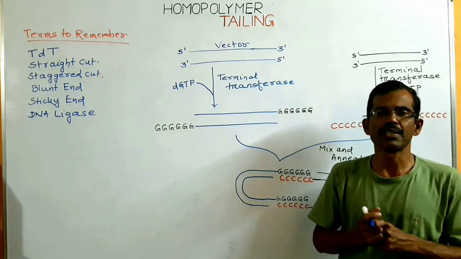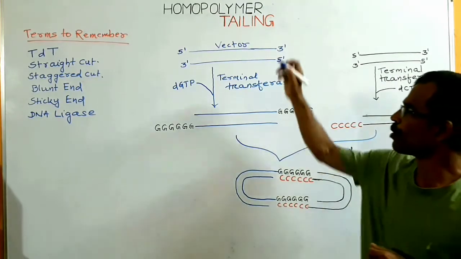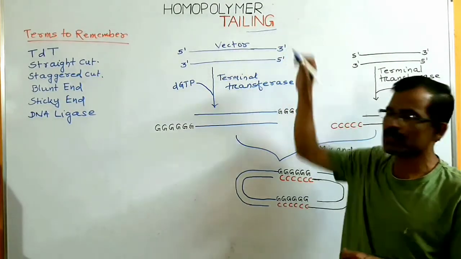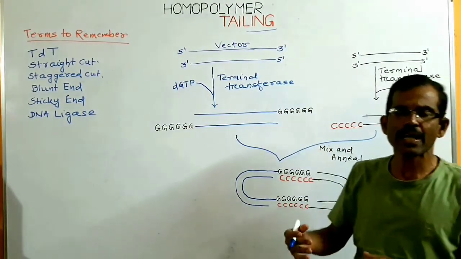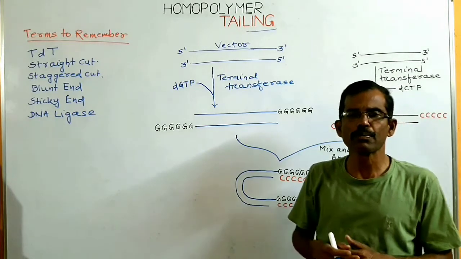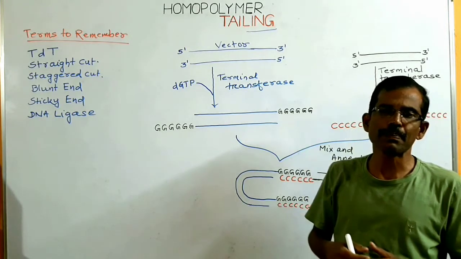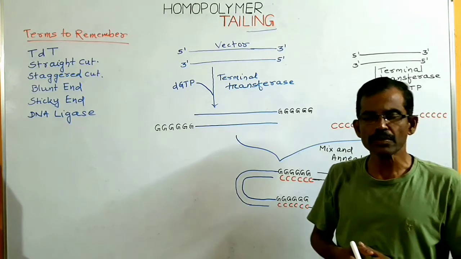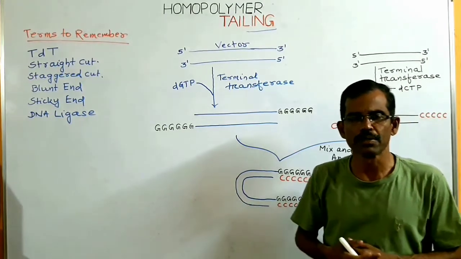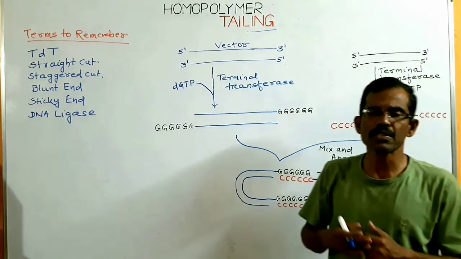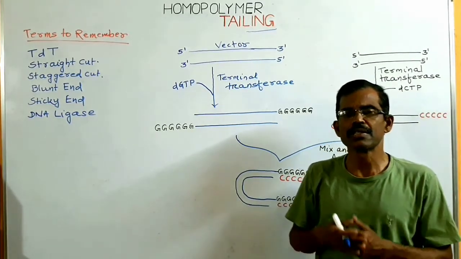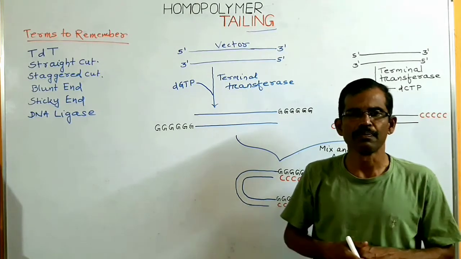Friends, today we shall discuss homopolymer tailing. Homopolymer tailing is a process that helps in the addition of a homopolymer tail to the 3' end of a double-stranded DNA molecule. What is a homopolymer? A polymer composed of identical repeating units is known as a homopolymer.